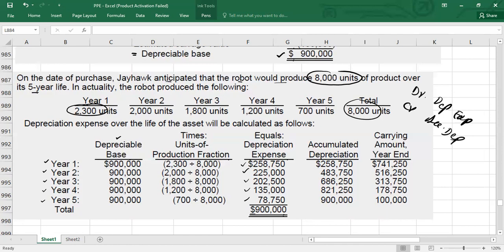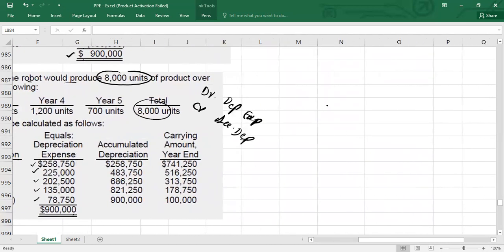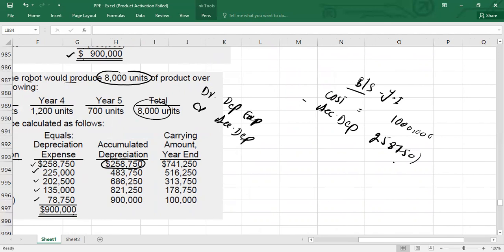Okay, so if you want to calculate the carrying value for the balance sheet, like how you will record your asset in the balance sheet, simply you will write the cost of the asset. In my example, it is 1 million. Minus accumulated depreciation. I'm assuming I'm doing the working for year one, so my cumulative depreciation in year one is 258,750. So I will get the carrying value, which will be equal to 741,250.